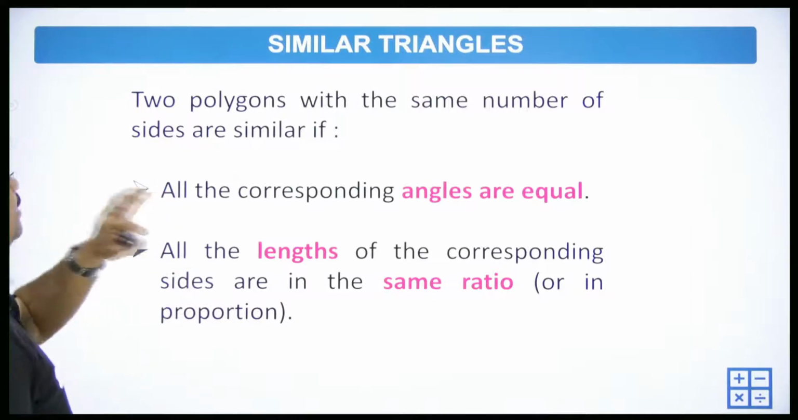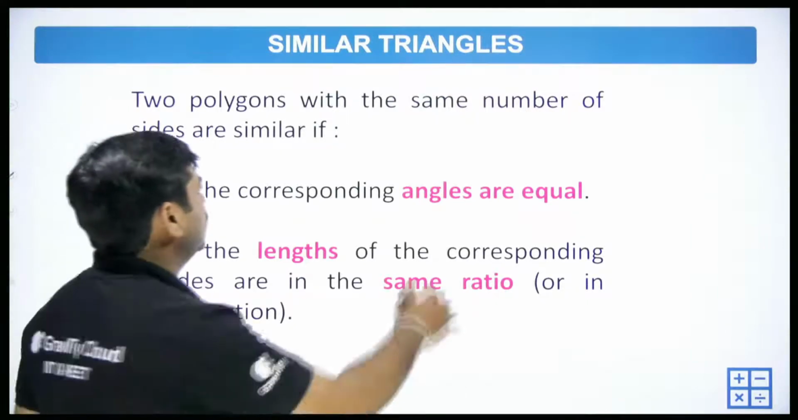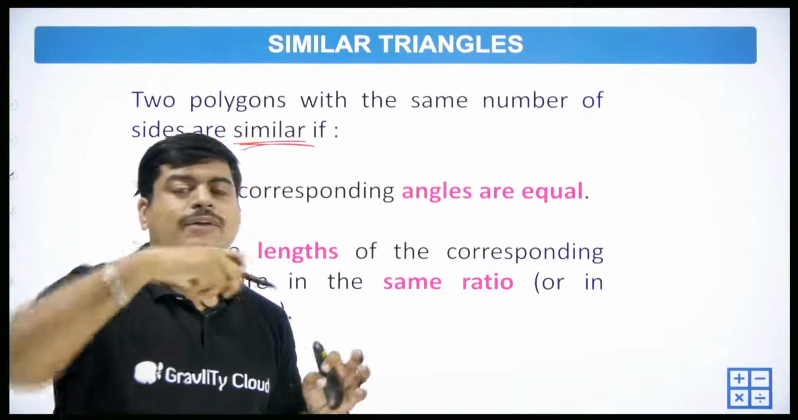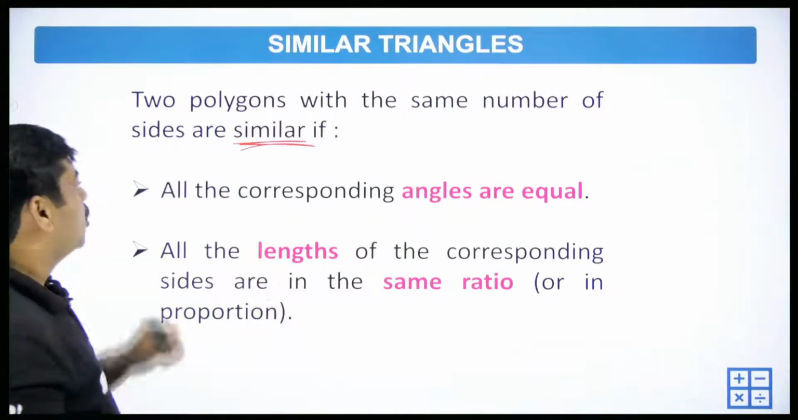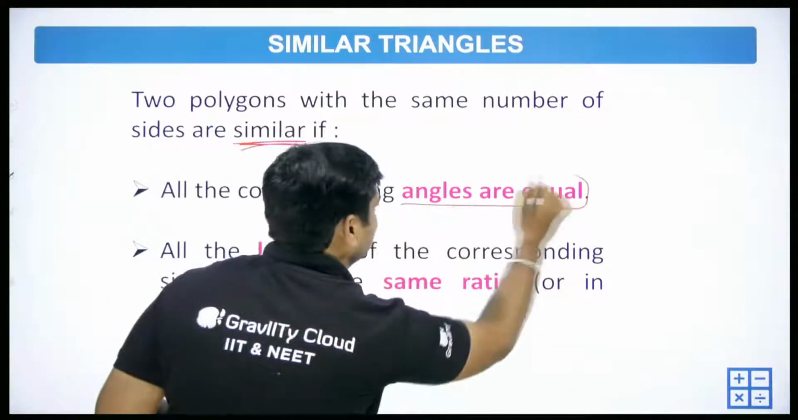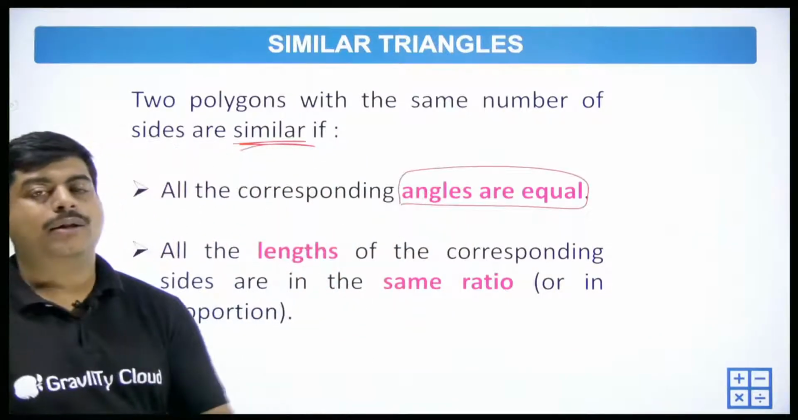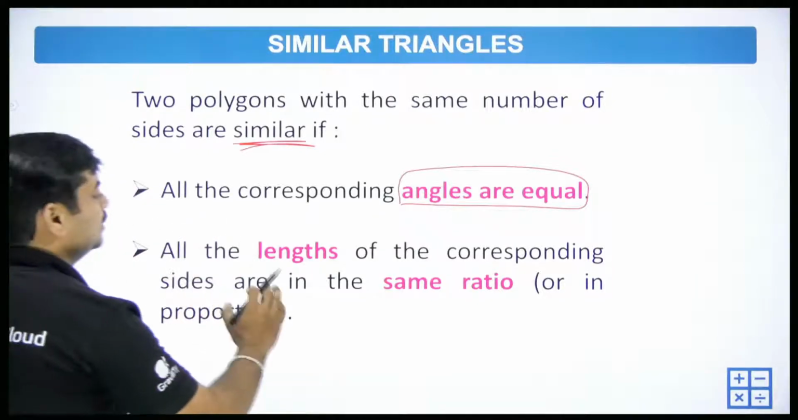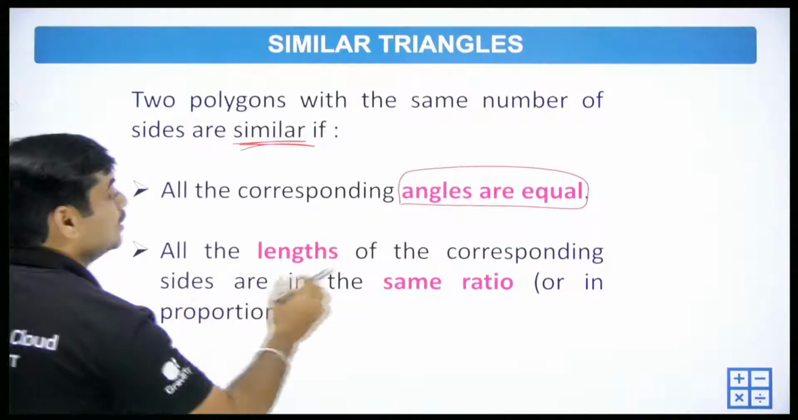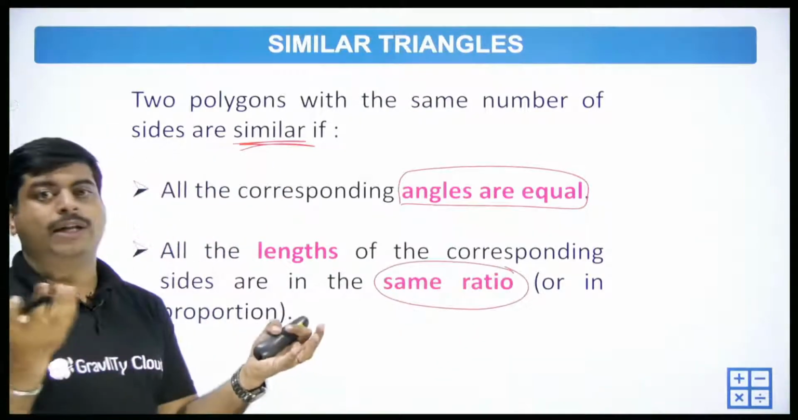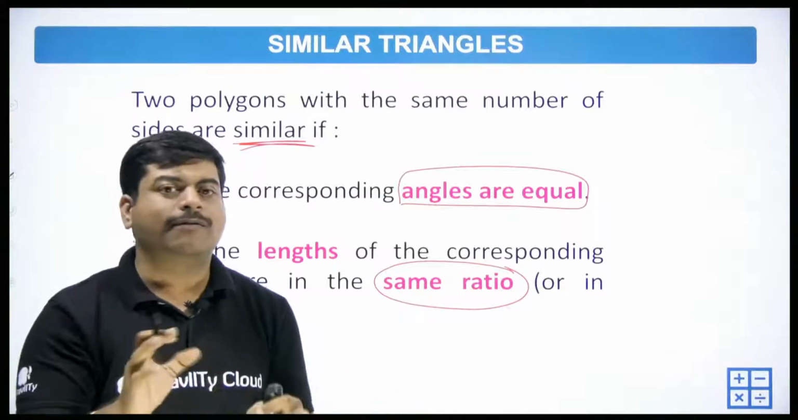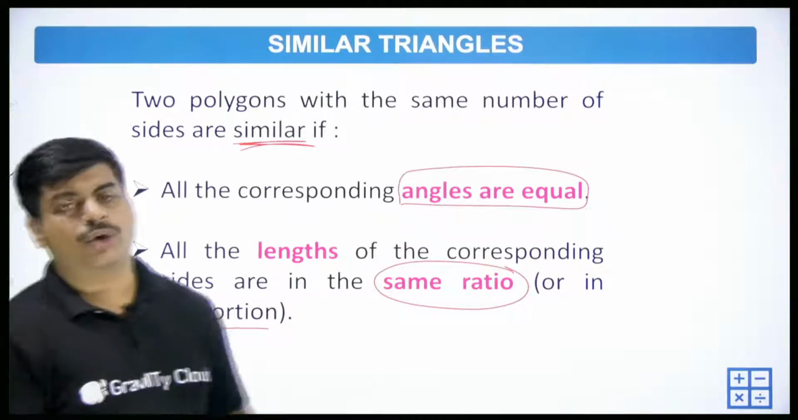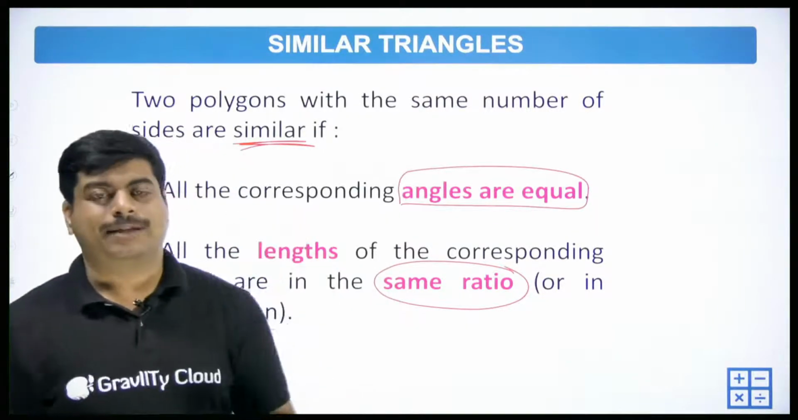Okay, let's try to understand more about that. Two polygons with the same number of sides are similar if all the corresponding angles are equal. This is the same thing for congruence also. All the corresponding angles are equal, but about the sides, all the lengths of corresponding sides are in the same ratio. The side lengths may be equal or may not be, but they are in the same ratio, or in proportion. Then we can say that they are similar.